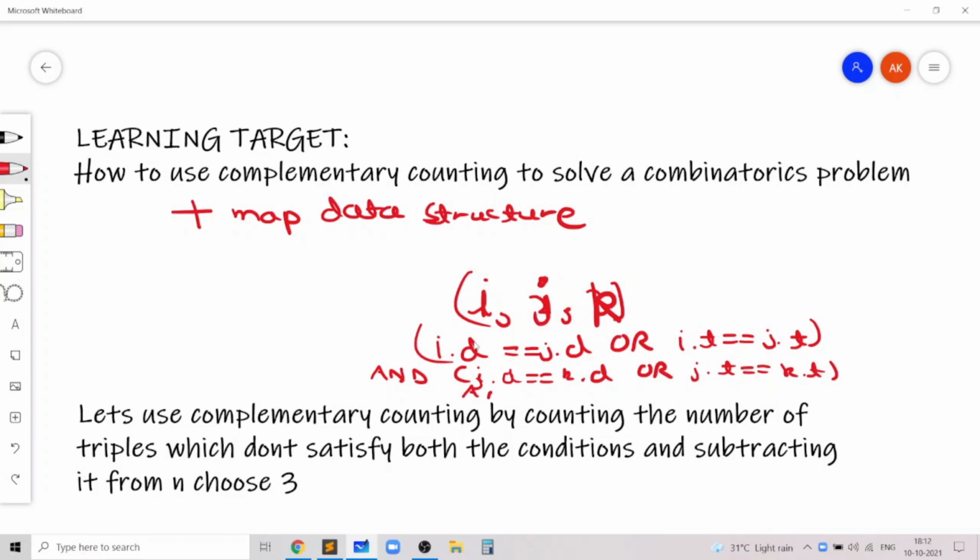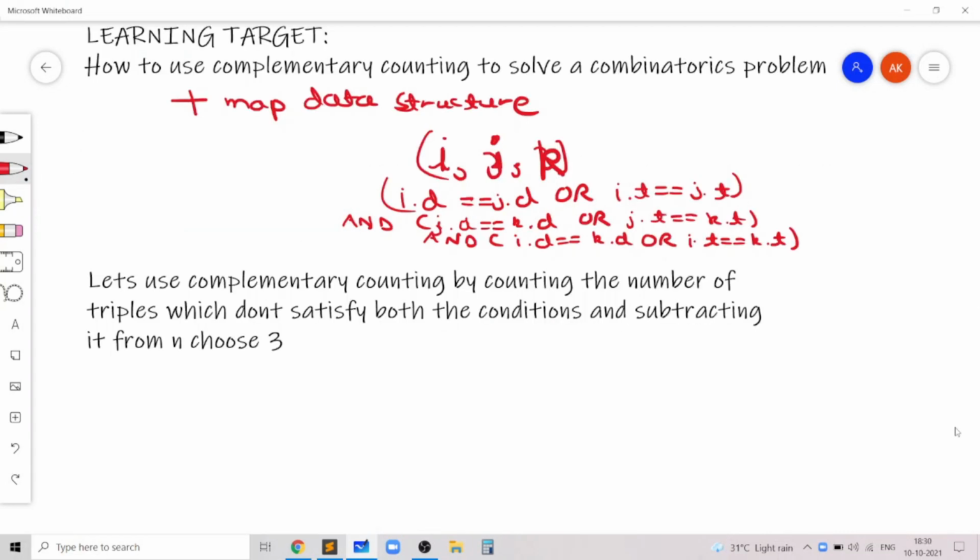And similarly for the third pair, which is i comma k. So the difficulty level of k should be equal to the difficulty level of i, or the topic of i should be equal to the topic of k. So these three conditions should be met, and if we find the number of such triples, then we can subtract that from n choose 3.